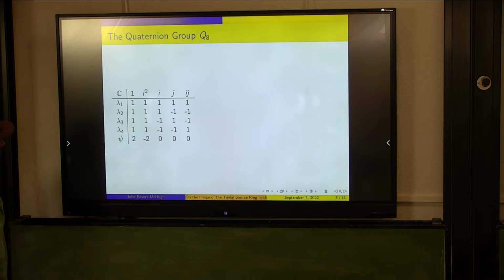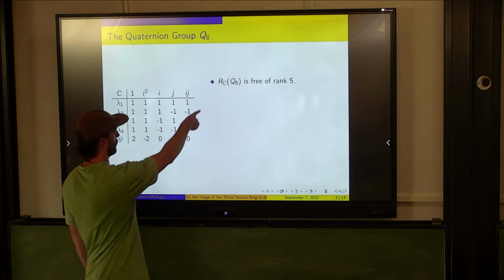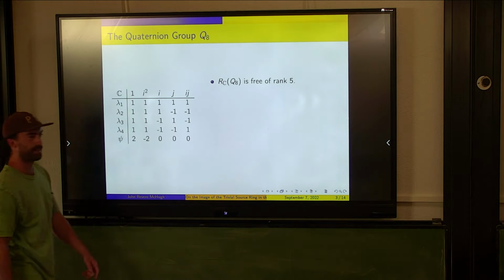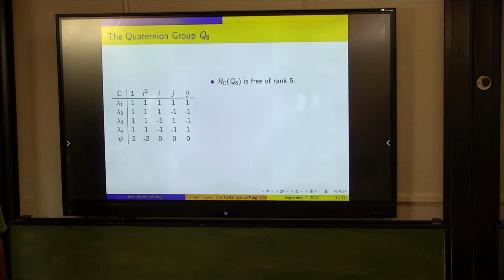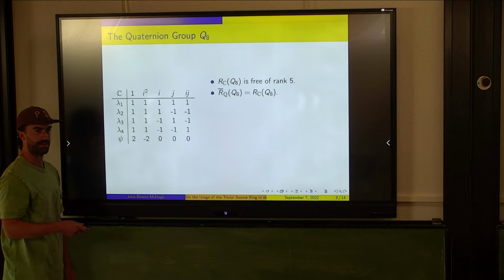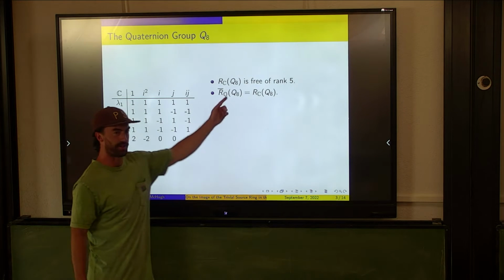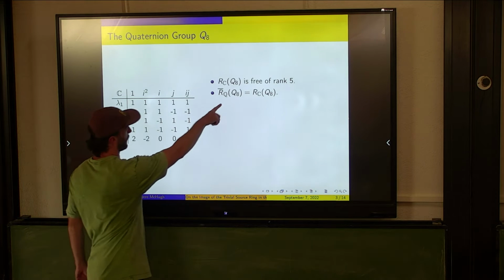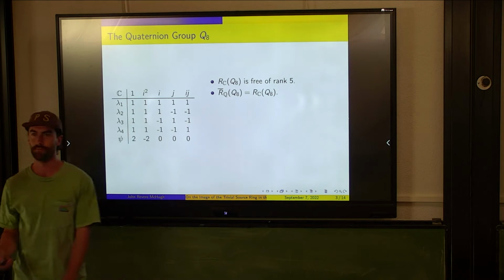This is the character table for the quaternion group Q8. 4 linear characters and 1 irreducible character of degree 2. So that means if I computed this ring of virtual characters over the complex numbers, as a Z-module it will be free of rank 5, since there are 5 irreducible characters. Looking at the table, you can see everything is Z-valued. So every virtual character takes values in Q. So this subring R-bar_Q is actually equal to the whole thing.